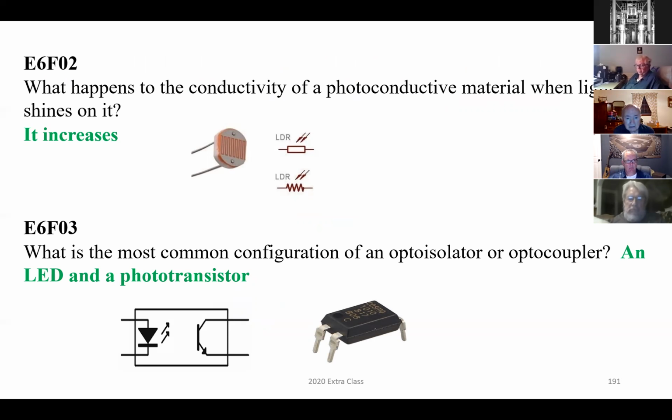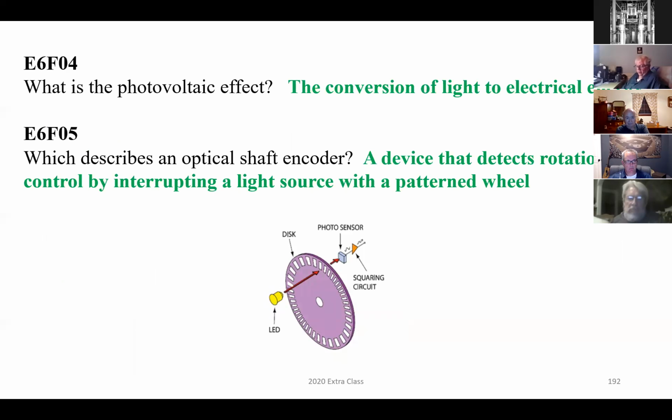Number 3, what is the most common configuration of an optoisolator or optocoupler? It's going to be D, an LED and a phototransistor. Okay, number 4, what is a photovoltaic effect? It's going to be B, the conversion of light to electrical energy.